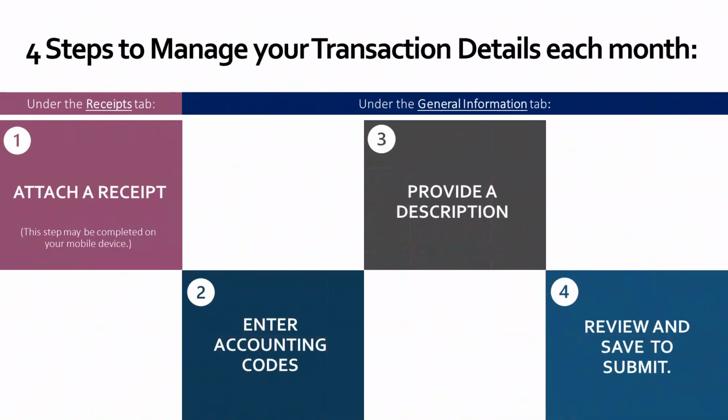There are 4 pieces of information needed for each charge: an itemized receipt, which may be completed from your mobile device; a cost allocation to the appropriate PRS budget; an expense description so approvers can understand the purpose of your purchase; and a check mark indicating your review is complete. Now we'll examine each item in detail.